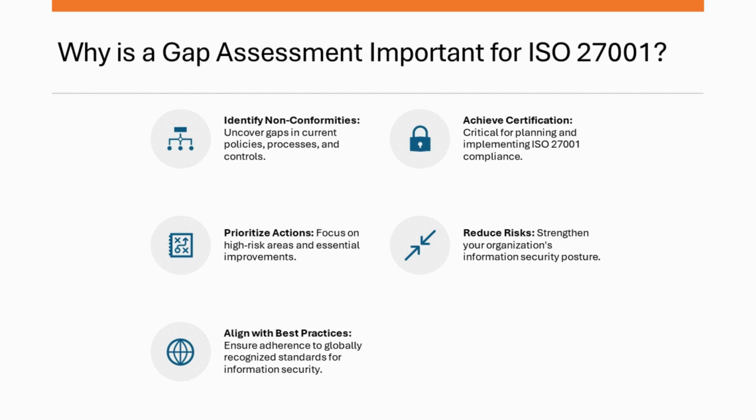First, it helps identify non-conformities in your current processes, policies, and controls. This is critical because these non-conformities can lead to risks, compliance failures, or audit issues. Second, a gap assessment provides a structured approach to prioritize actions, ensuring your resources are focused where they are needed most. Third, it's an essential step towards achieving certification. It gives you a clear picture of what needs to be done. And finally, it strengthens your information security posture, reducing risks and building trust with stakeholders.